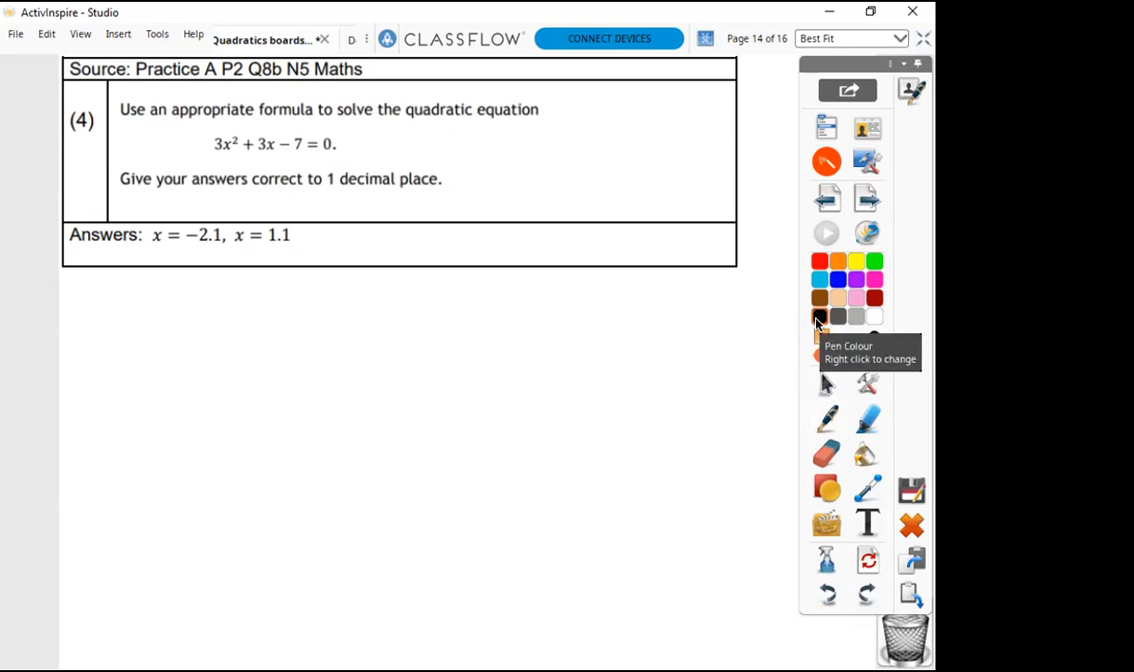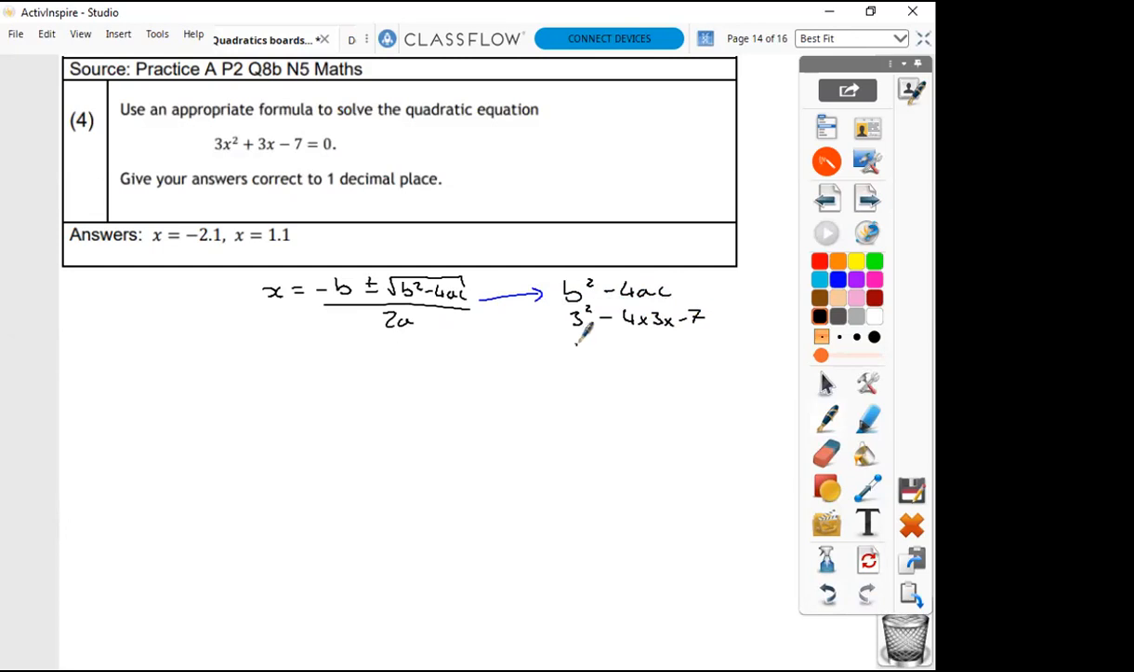Okay, use the appropriate formula, quadratic. x is equal to negative b plus or minus root b squared minus 4ac over 2a. Just always write that out. I know you're given it in your formula sheet, but just always write it out. I'm going to take the b squared minus 4ac over to one side. b is 3, so 3 squared minus 4 times 3 times minus 7.